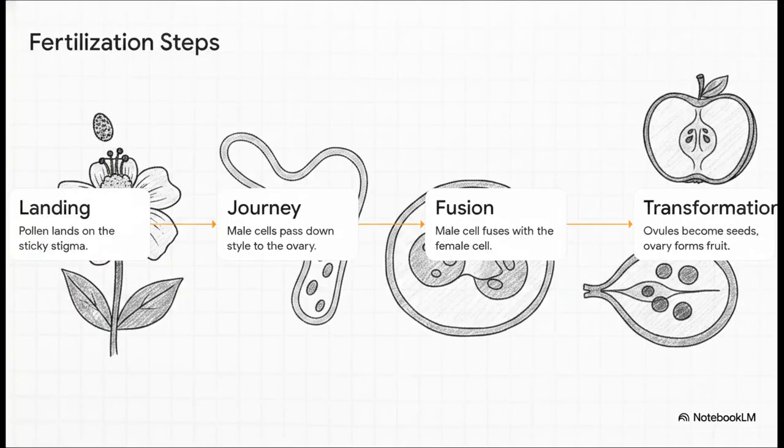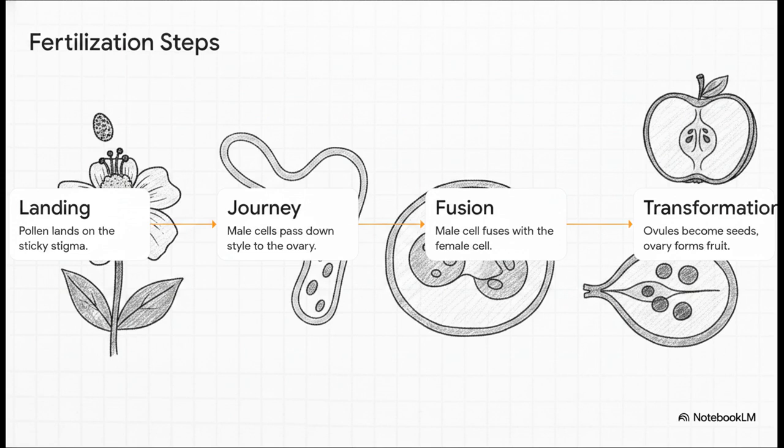All right, section 5, fertilization from flower to fruit. Now, pollination is really just the delivery service. The true climax of this whole biological process happens internally. Let's walk through this sequence step by step. First, the pollen grain successfully lands on that sticky stigma at the top of the gynecium. Next, the male reproductive cells travel all the way down through that long tube called the style, journeying right into the ovary.